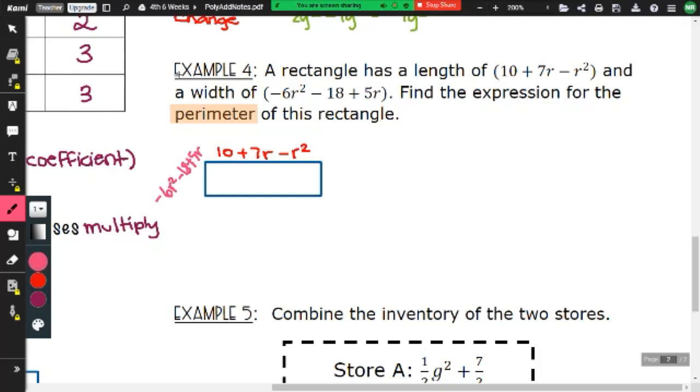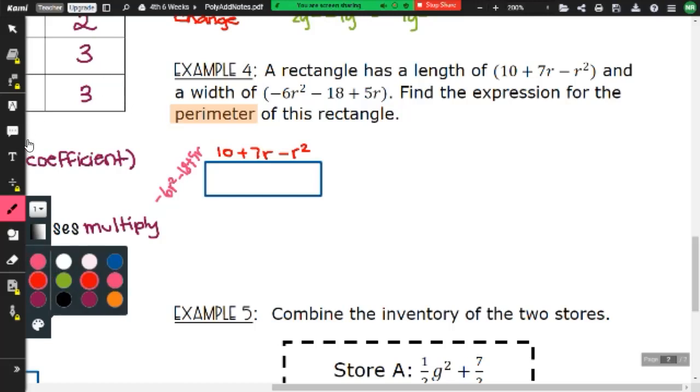Some people will say to multiply both sides. What are you doing when you're multiplying both sides? You're finding the area, but the perimeter asks us to add not 2 sides, we're adding what? All 4 sides. Now, in order to be able to add all 4 sides, I need a length and a width on all 4 sides.